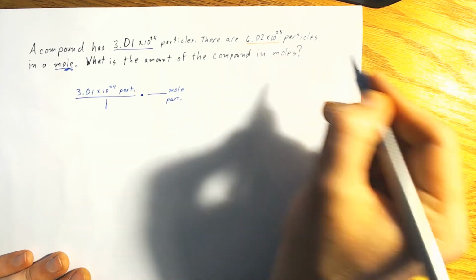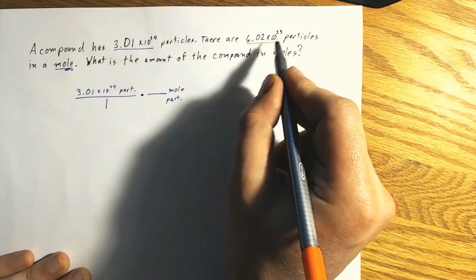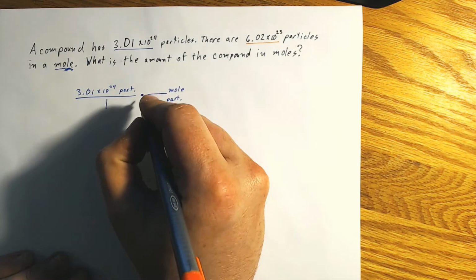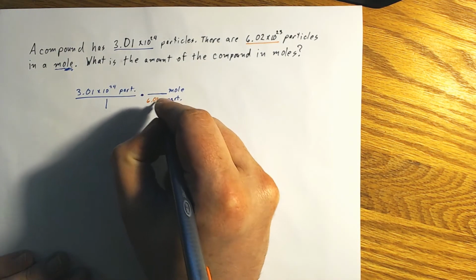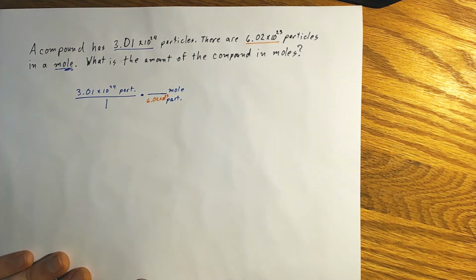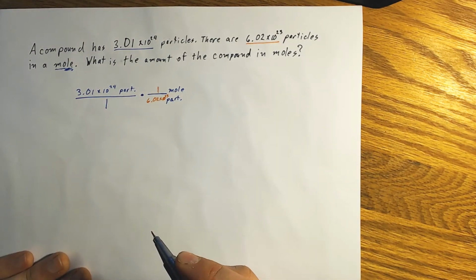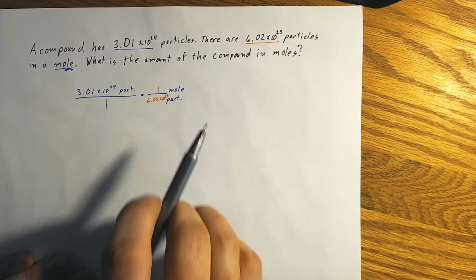All right. That many particles in a mole. So we're going to put that next to the particles: 6.02 times 10 to the 23rd particles in 1 mole. So there's your conversion. Since that's on the bottom, we're going to divide.